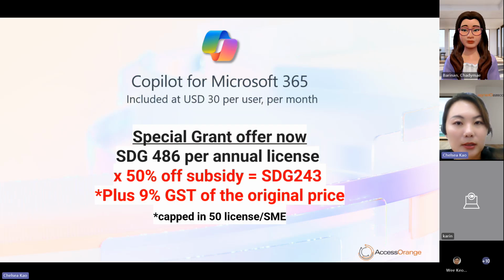And about the cost, the special grant offer for an annual license with 50% subsidy is now only $243, capped at 50 licenses per SME.